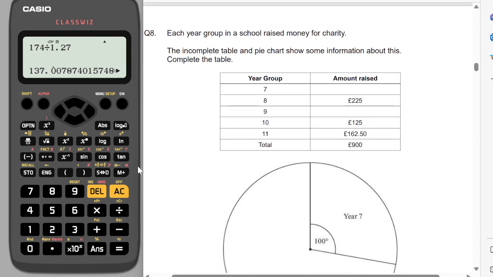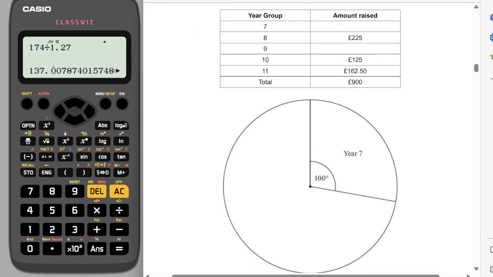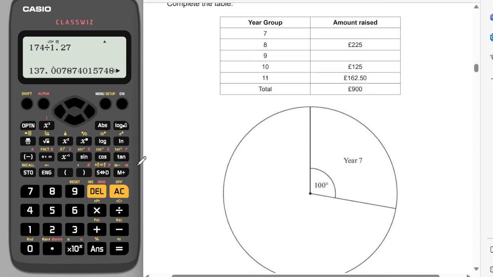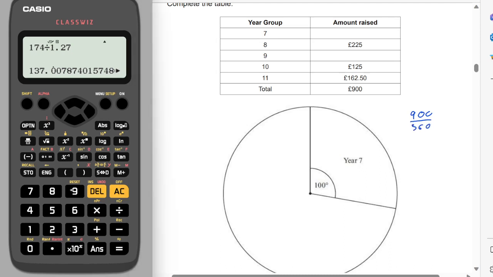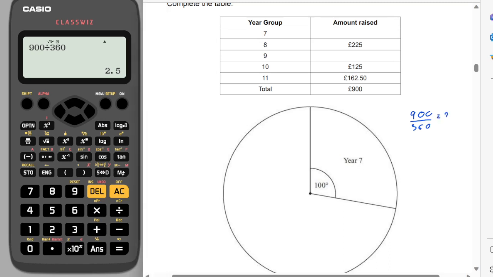Each group in a school raises money for charity. The completed table and pie chart shows some information about this. Complete the table. So, okay, we've got a total of 900 people. So in a pie chart, we would be looking at 900 divided by 360, which gives us 2.5. So each angle is worth 2.5.